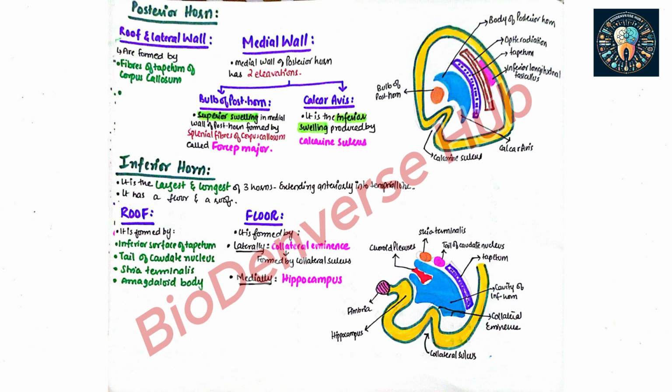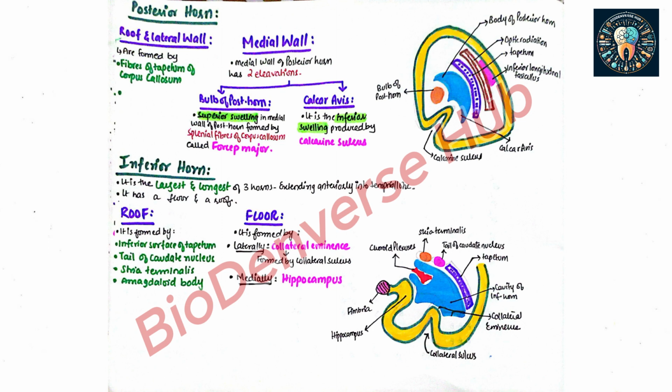We have a diagram as well showing the posterior horn, the medial wall, the roof and the lateral wall of it. After that, we will be studying the inferior horn in detail. The inferior horn is the largest and the longest of all three horns, extending anteriorly into the temporal lobe. It has a floor and a roof. The roof is formed by the inferior surface of the tapetum, the tail of the caudate nucleus, the stria terminalis, and the amygdaloid body. As you can see in the diagram, we have the stria terminalis in the orange color, the tail of the caudate nucleus in the pink color, and the tapetum in the purple color.